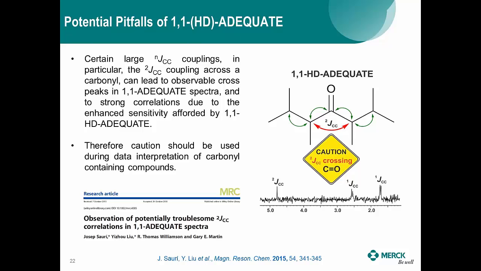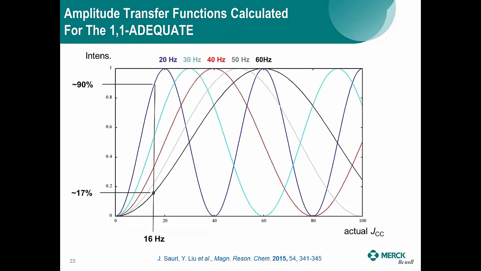First of all, if we look at the amplitude transfer function curves calculated for the 1,1-ADEQUATE experiment, we can see here that the experiment is usually optimized to 40 to 60 Hertz.